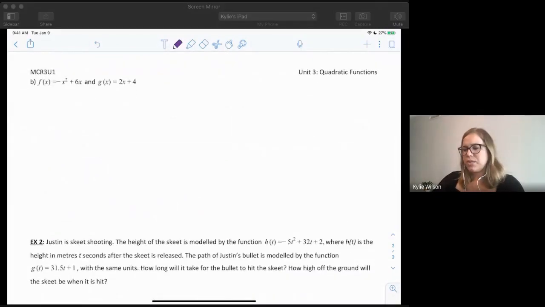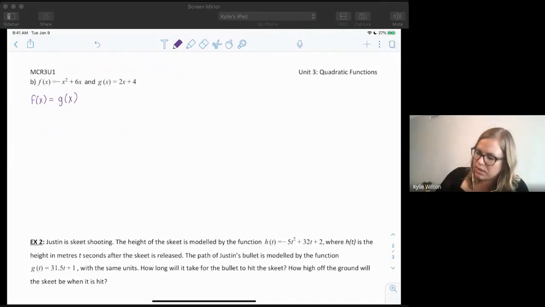So for this one, we have f at x equals negative x squared plus 6x, and g at x equals 2x plus 4. So we want to find the solutions or the point of intersection. So let's start by setting these two things equal to each other. So we have f at x equals g at x. And again, we're doing that because we're trying to find the point or points where these two equal each other. So f at x is negative x squared plus 6x, and g at x is 2x plus 4, like this.